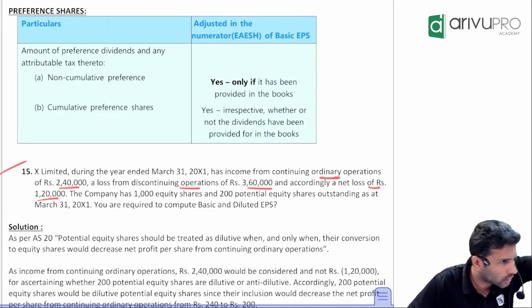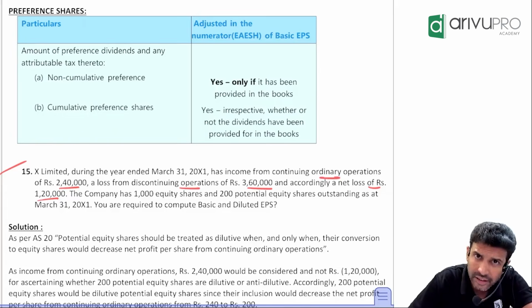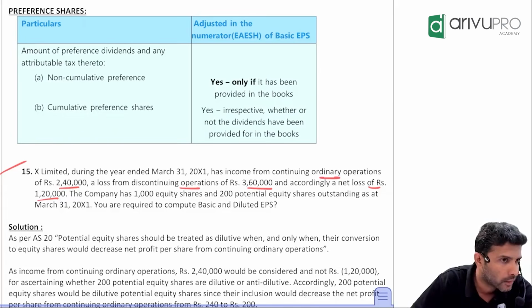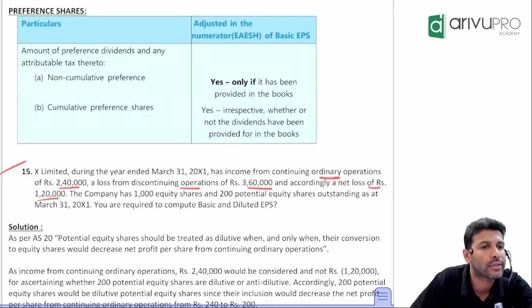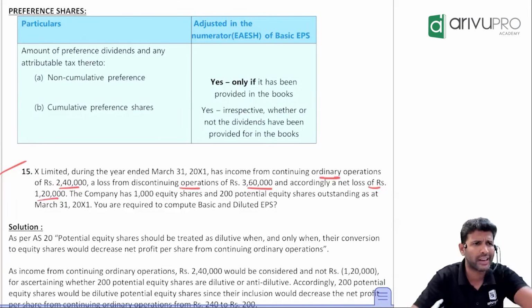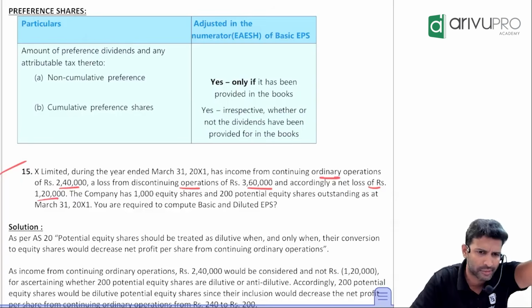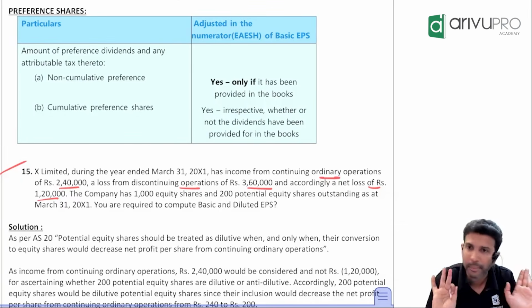You don't have to give all that breakup. You will only show what? Three things: profit before tax of discontinuing operation, tax of discontinuing operation, profit after tax of discontinuing operation. If you show P&L format, you will see this. Okay, it will be available. Why did I say that? It's come here, that's the reason.